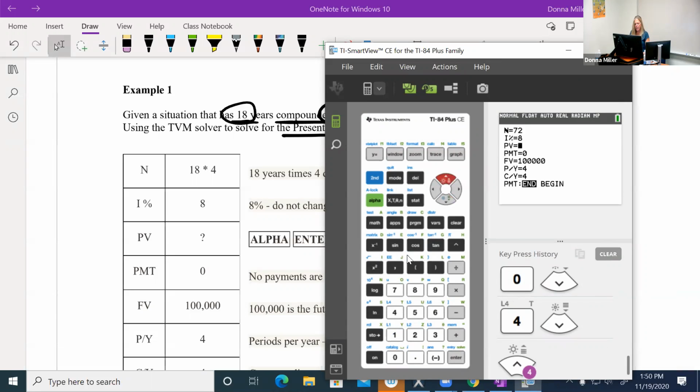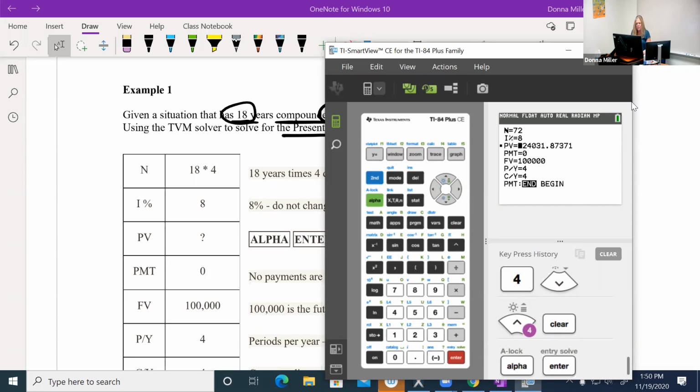What I'm going to do, I like to clear it out, so I just tell myself that's what I'm solving for. Then I hit alpha solve, so it's alpha enter. You see the green button you're solving. This tells me I need to put $24,031.87 in the bank. And it's negative because that's what I put in the bank. It came out of my pocket.